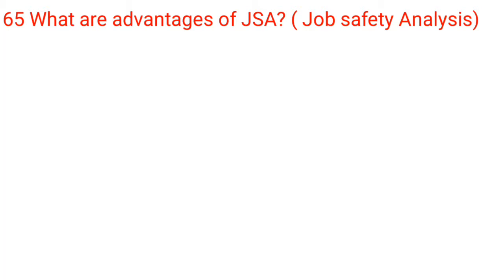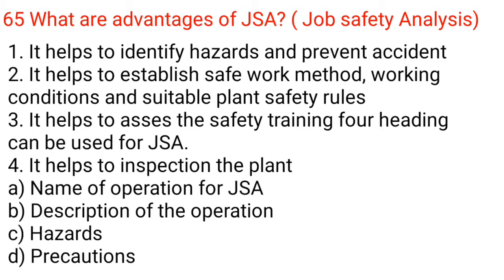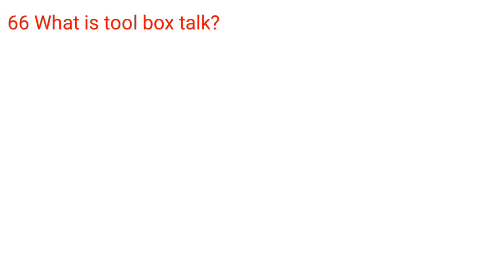65. What are advantages of JSA? Job safety analysis. 1. It helps to identify hazards and prevent accident. 2. It helps to establish safe work methods, working conditions and suitable plant safety rules. 3. It helps to assess the safety training needs. 4. It helps in inspection of the plant. A. Name of operation for JSA. B. Description of the operation. C. Hazards. D. Precautions.